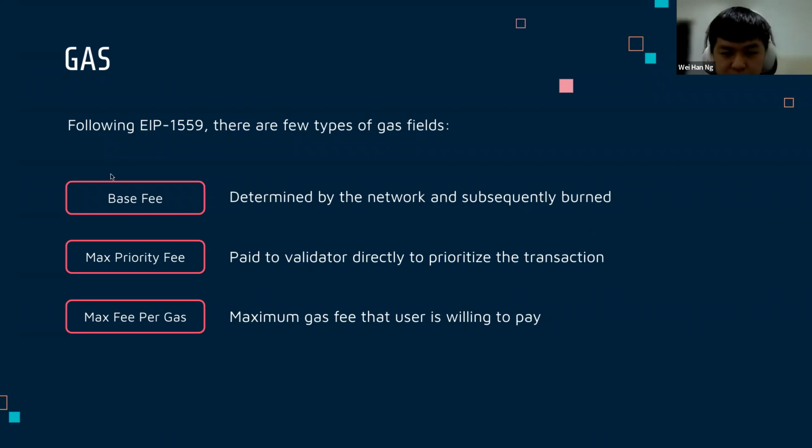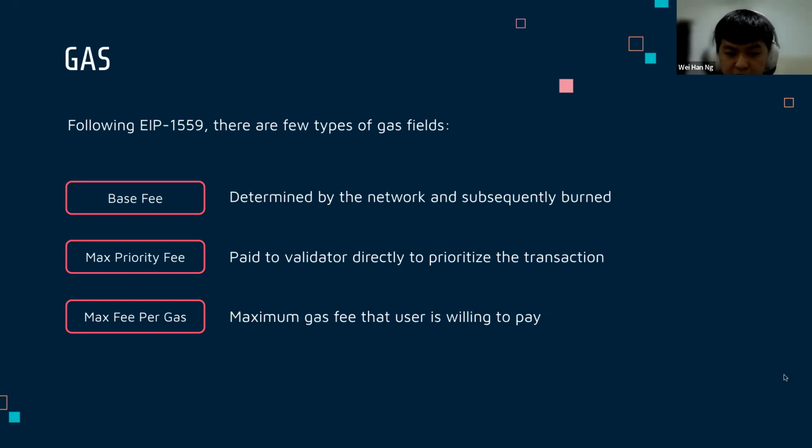You burn this base fee of gas. And the next one is called max priority fee. So max priority fee is like a tip fee. You are basically paying the validator directly so that they can prioritize your transaction, right? It's like a tip, right? If you want your validator to prioritize the transaction, to make your transaction faster, then you pay them more, right?